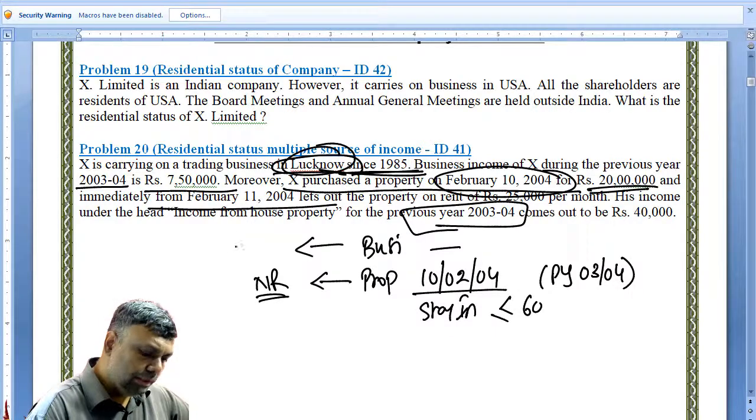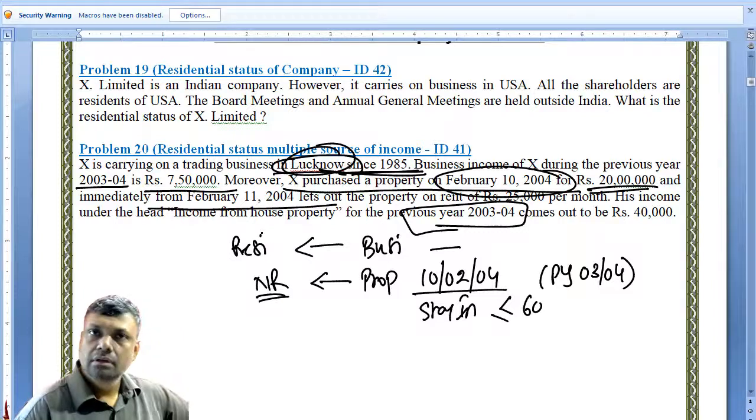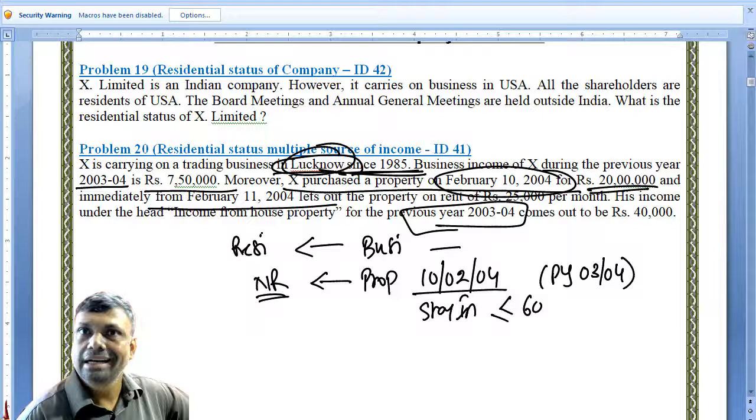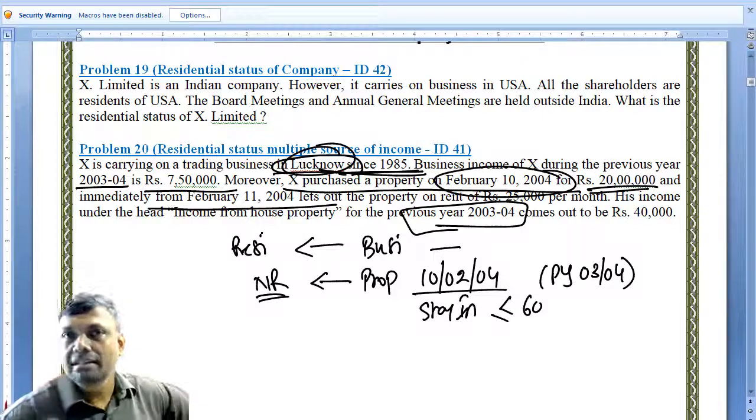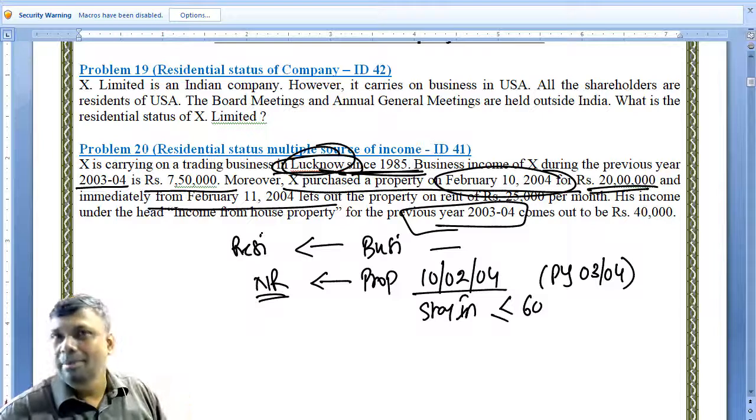Okay. So for business, you are resident. So for property also, you are always resident, when you are resident for all. That's all. But there is a provision for it. So friends, if a question like this comes, you need not do this breakup like this.